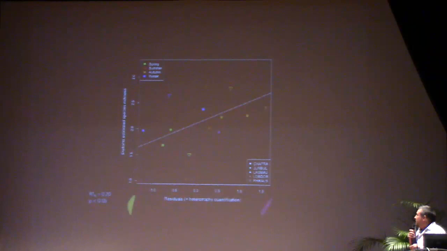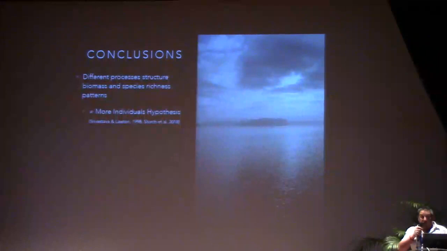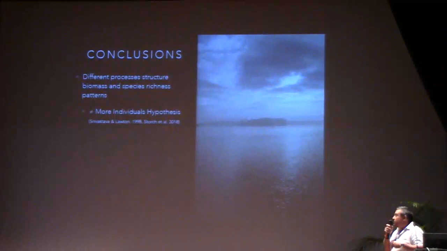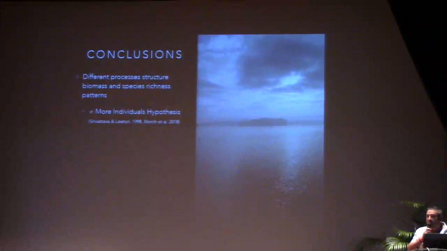So, to conclude, we observe different patterns between species richness and biomass in epiphytic diatom communities, which suggests that different processes structure biomass and species richness. It's going against the more individuals hypothesis, which states that the more biomass you have, the more individuals you have, and the more species. But it's a hypothesis which is largely debated, and you can see there were some papers talking about that.